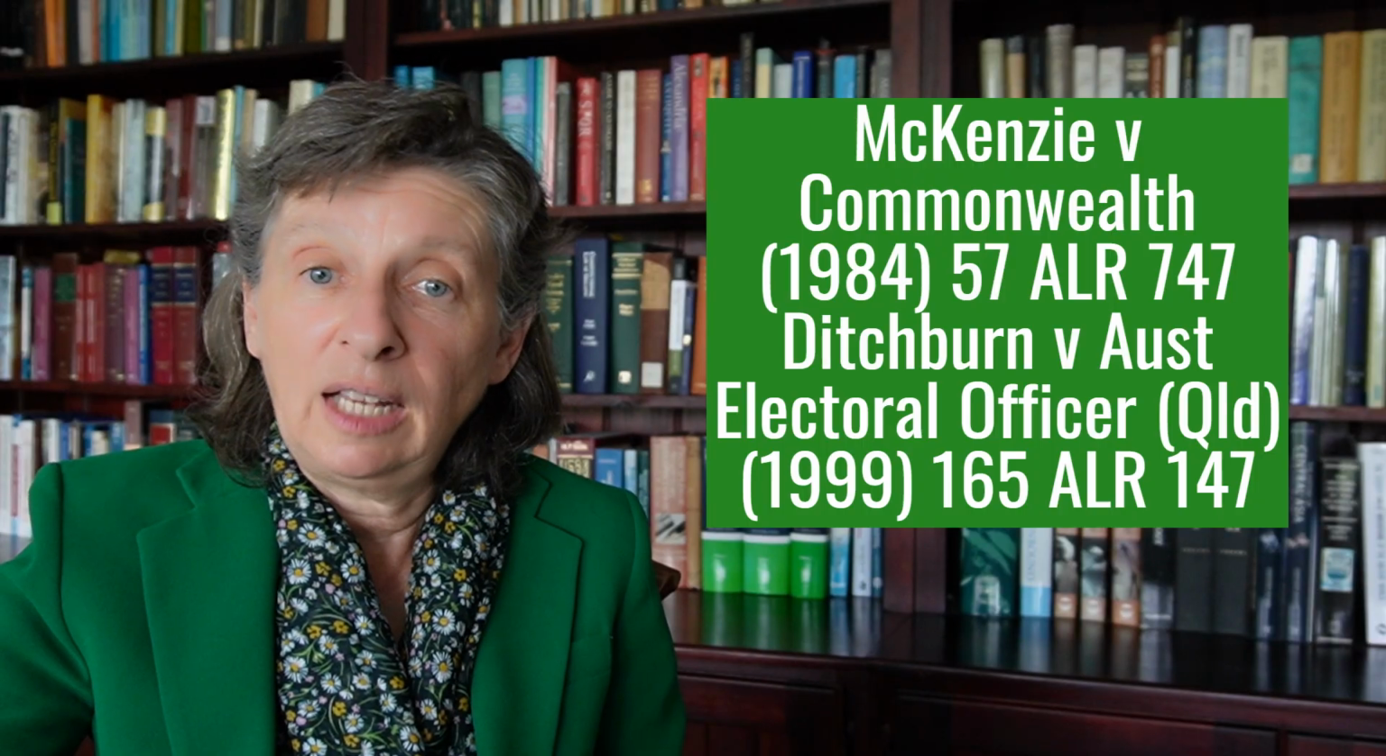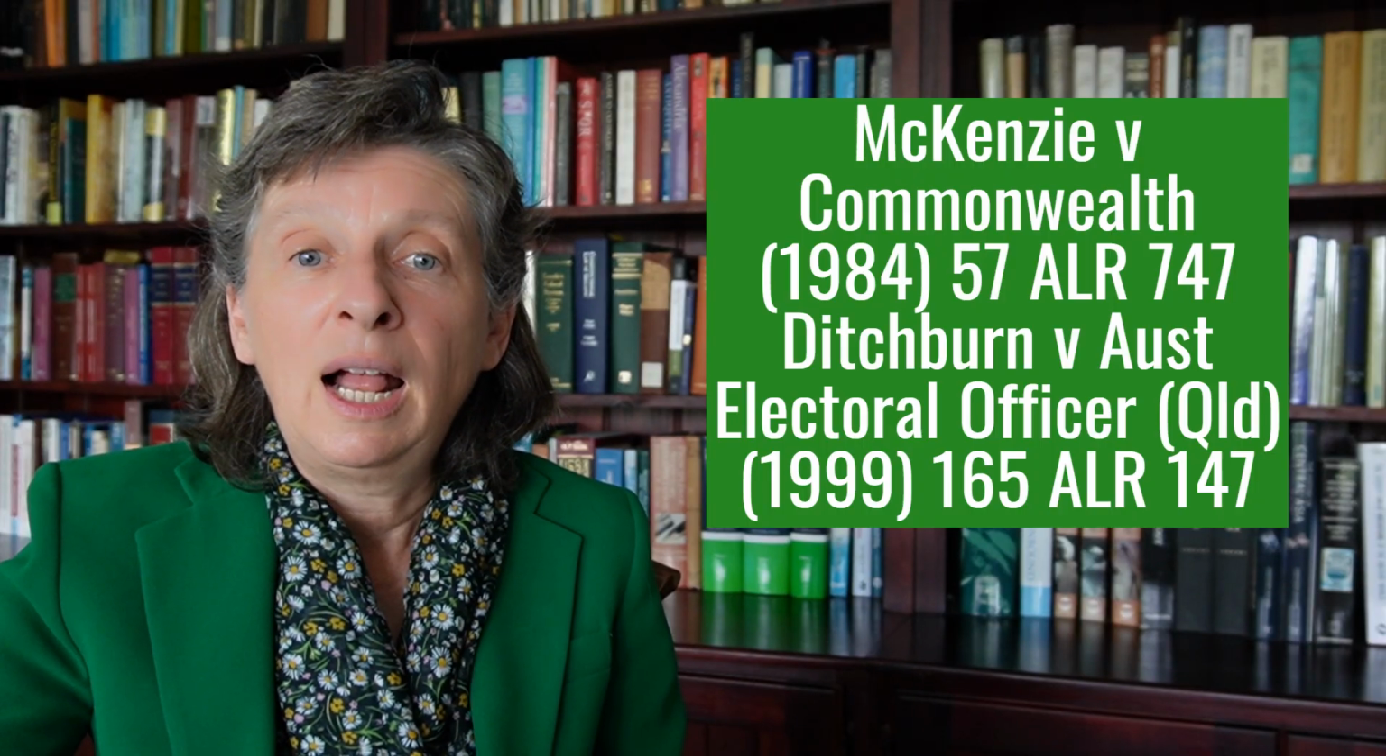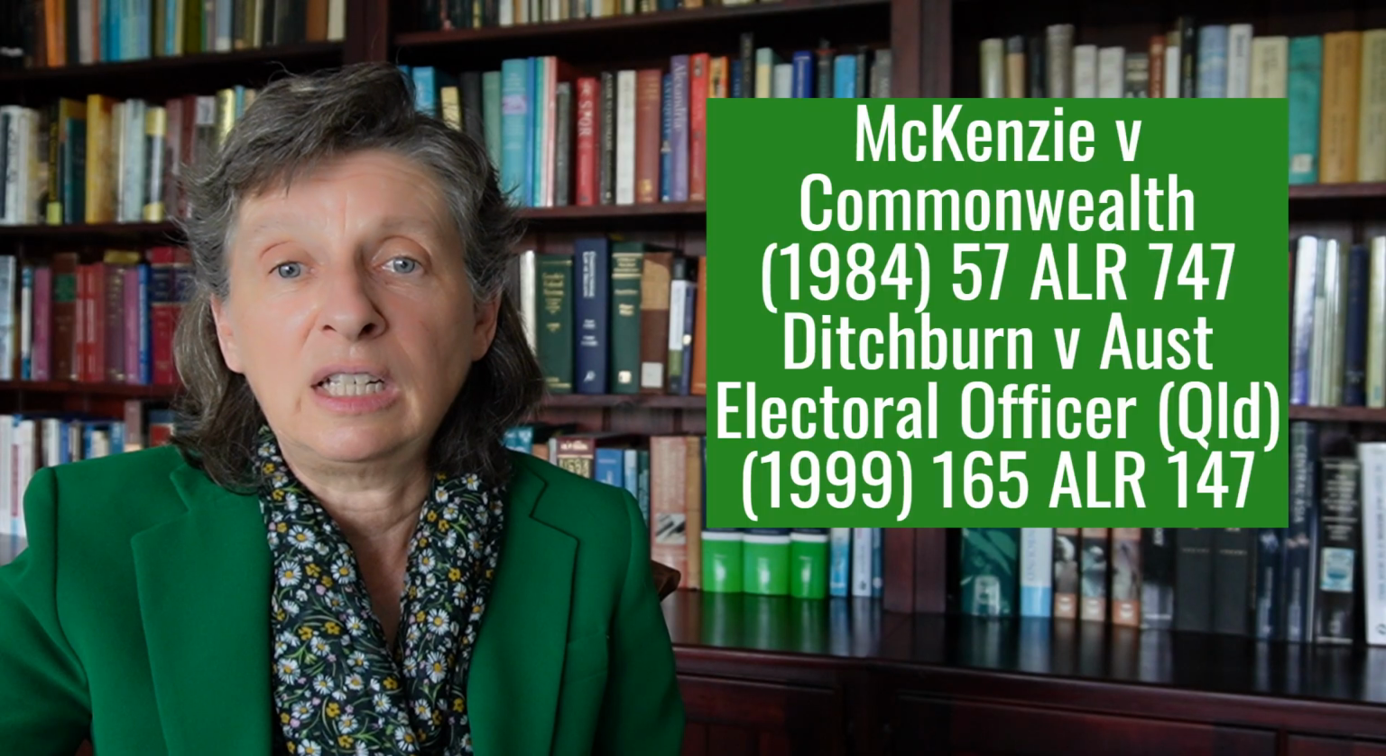The constitutional validity of the above-the-line and below-the-line voting system was challenged in a number of cases, including Mackenzie and the Commonwealth in 1984 and the Ditchburn case in 1999. But on both occasions, it was held to be valid. One effect of the change was to reduce the number of inadvertent informal Senate votes. It also made voting much quicker and easier, but it had the effect of shifting great power to the political parties over the allocation of preferences.